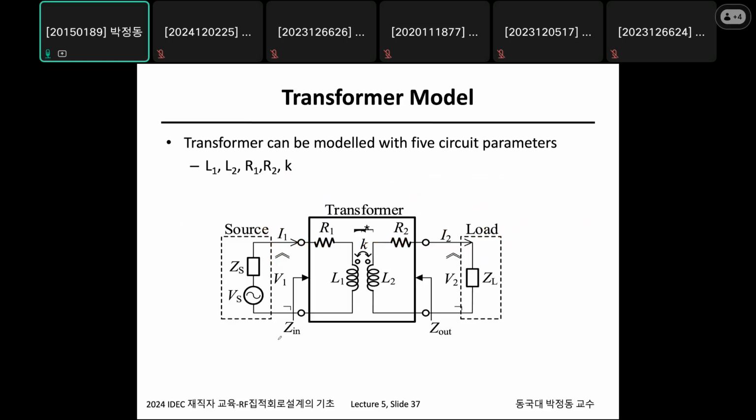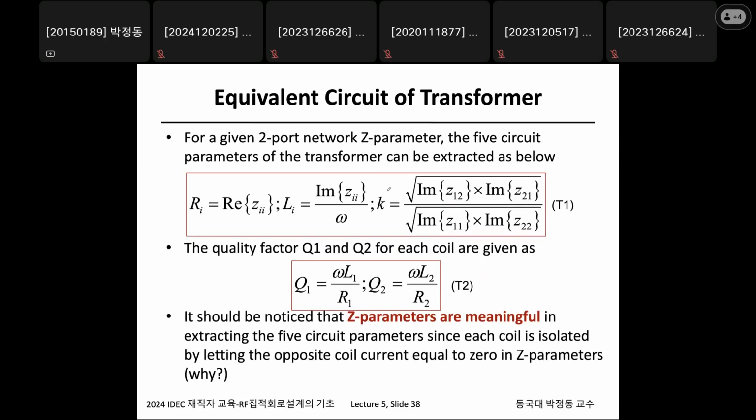So this is a basic transformer model. We typically use 5 parameters: L1, L2, R1, R2, K, right? So how about Q1 and Q2? Q1 is omega L1 over R1. Q2 is omega L2 over R2, okay? So you can easily extract the equivalent circuit, equivalent model, equivalent parameters.